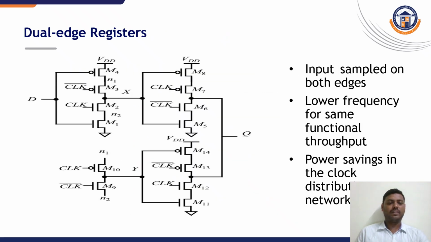Another way of overcoming the dynamic delatch problem is dual edge registers. This is the circuit diagram of the dual edge register. The input is sampled on both edges, that is the positive edge and the negative edge, giving lower frequency for the same functional throughput. In the case of the dynamic delatch, which uses the transmission gate, it requires a high frequency, that is 50 to 100 kilohertz. But when using the dual edge registers, it requires only low frequency paths, and it is also in a power savings mode.